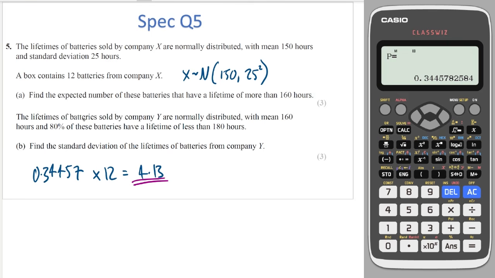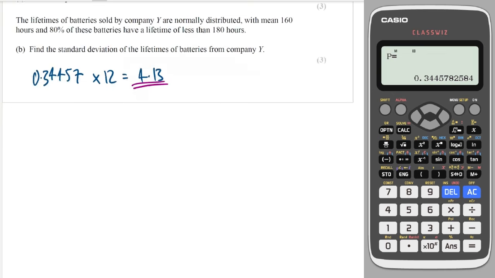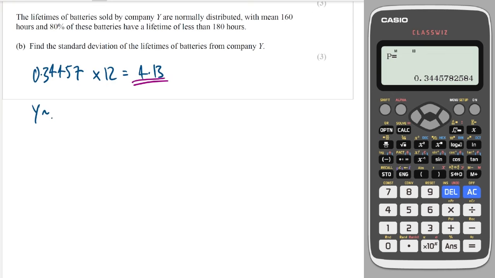Okay, next, the lifetime of batteries sold by company Y are normally distributed with mean 160 hours, and 80% of these batteries have a lifetime of less than 180 hours. So find the standard deviation. Okay, so at the moment we know that Y is normally distributed with 160, but we don't know what the standard deviation is. So we're going to have to use a Z distribution, which is normally distributed 0 and 1.